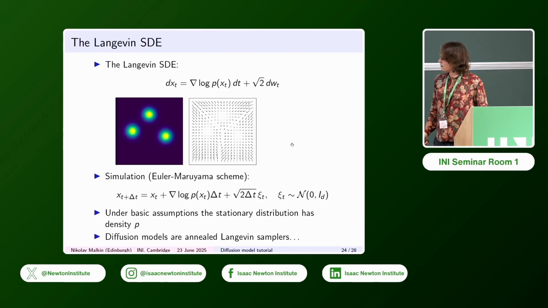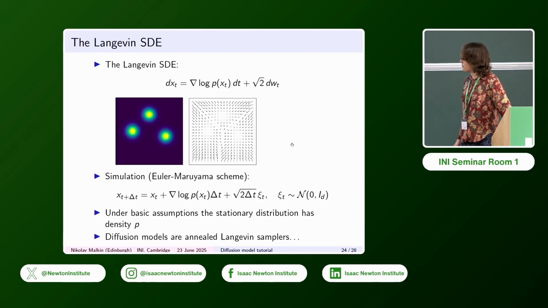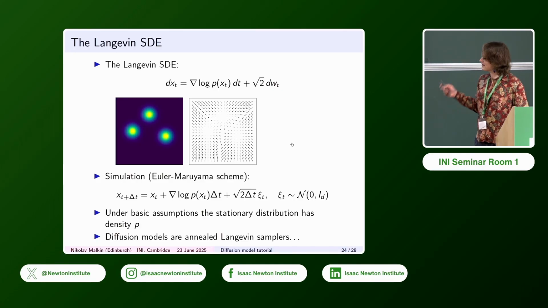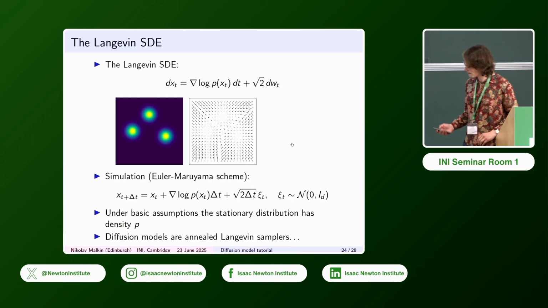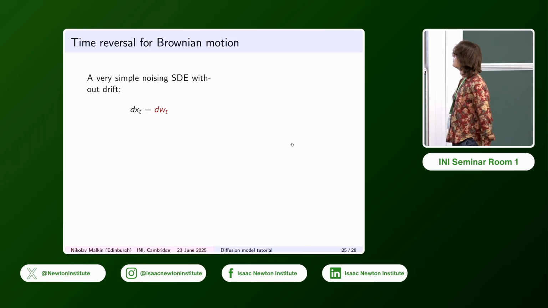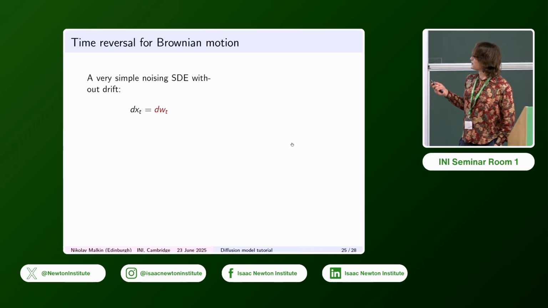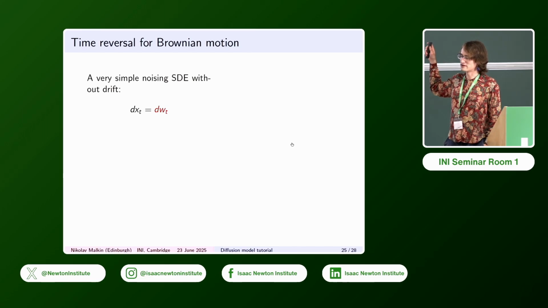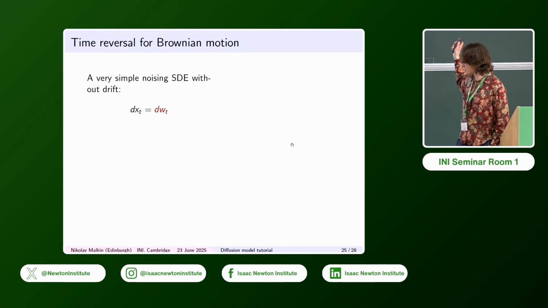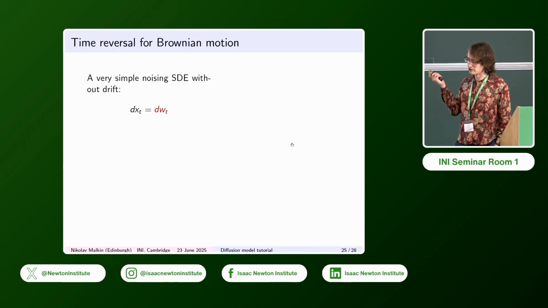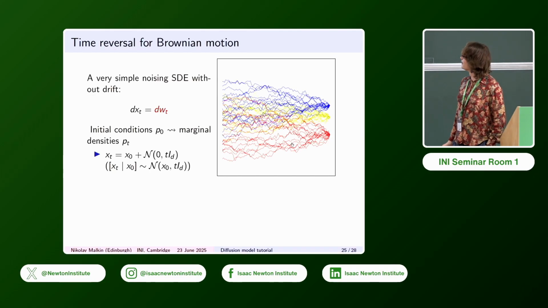So diffusion models, in fact, are actually amortized, annealed Langevin dynamic samplers. So let me explain that. Remember the Brownian motions that started at points z0 and went right to left? This is a Brownian motion, which is described by the following very simple stochastic differential equation.